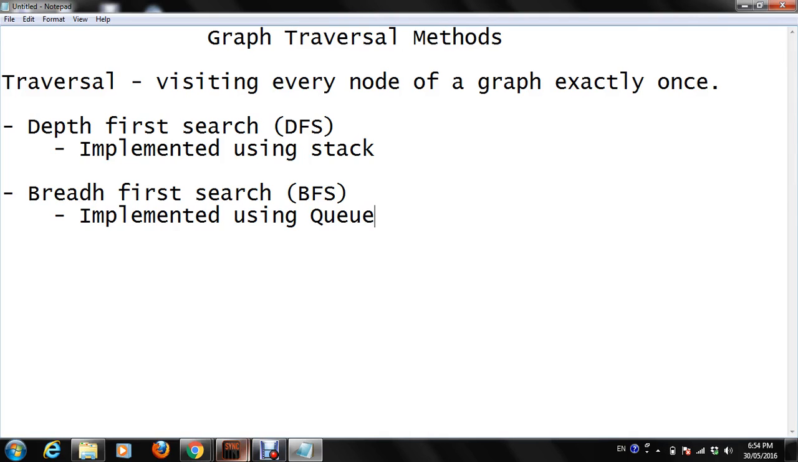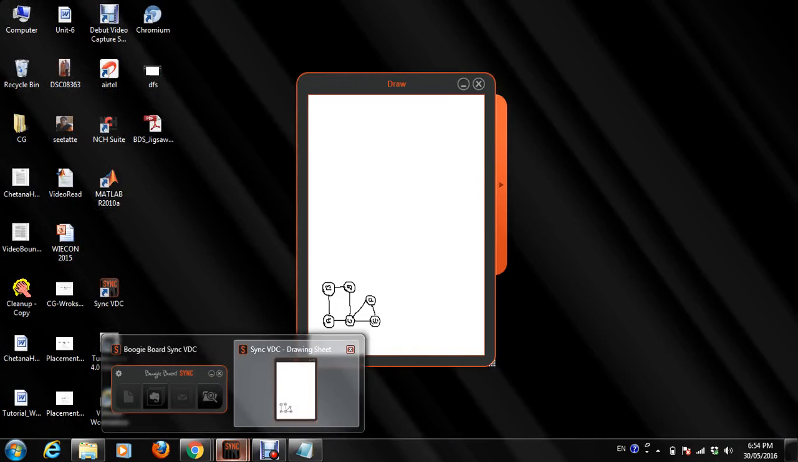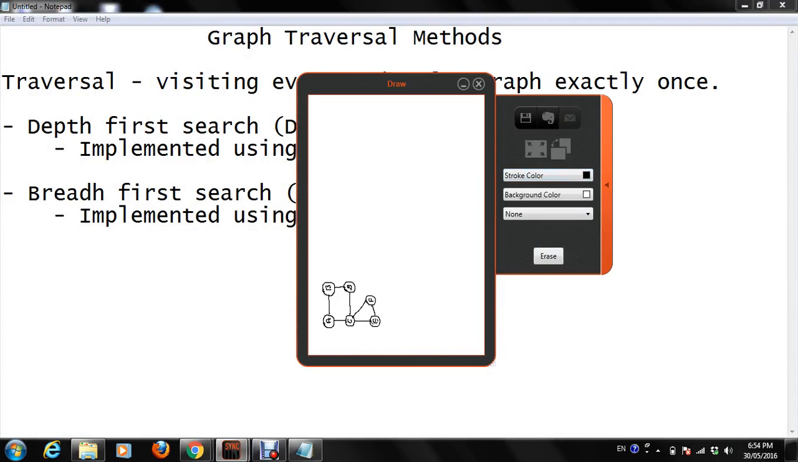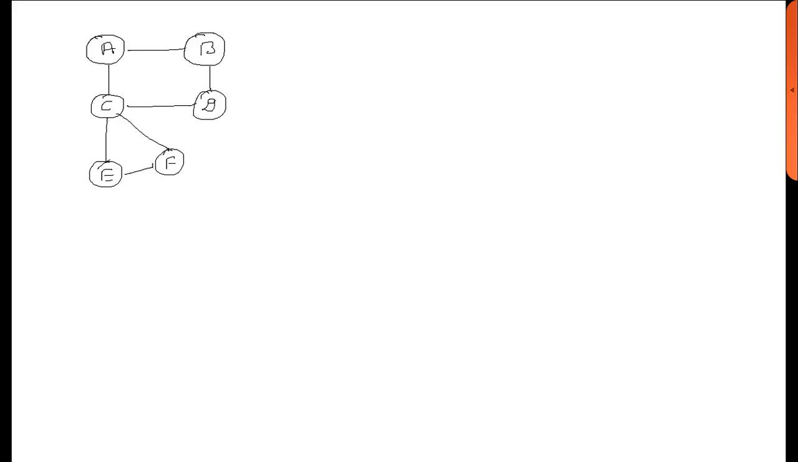Now we will discuss an example to understand how this is going to work. Consider this particular graph. There are totally 6 nodes A, B, C, D, E, F, and this is how it has been connected. Now we will implement depth first search algorithm on this particular graph.